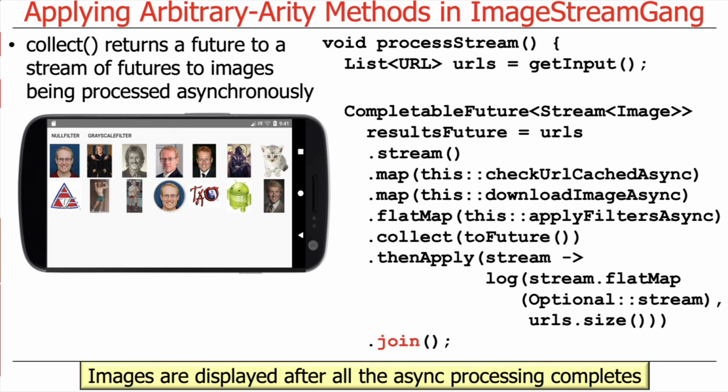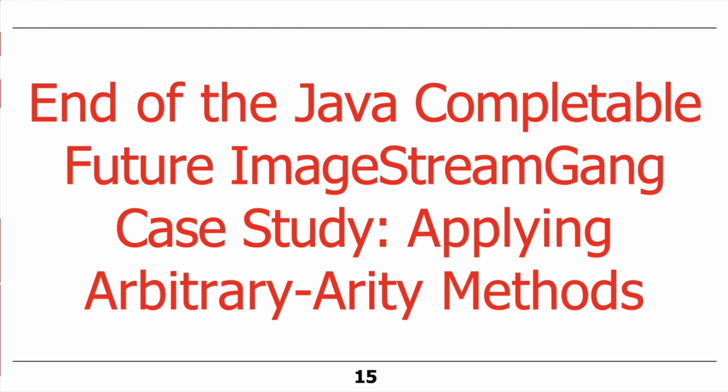Once everything has been downloaded, then there's another feature that allows the Android device to display the results, so you can see the images that are downloaded. Okay, that's the end of applying arbitrary-arity methods. We still have one more lesson we'll do here in a second.